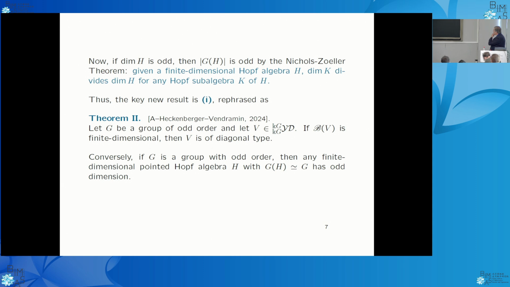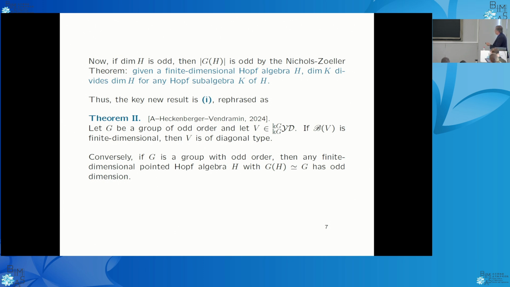Now, if the dimension of H is odd, then the group G of H has odd order by the Nichols-Zoeller theorem, which says that for a finite dimensional Hopf algebra H, the dimension is divisible by the dimension of any Hopf subalgebra. Therefore, theorem 1 follows from item 1, and item 1 can be rephrased as follows.